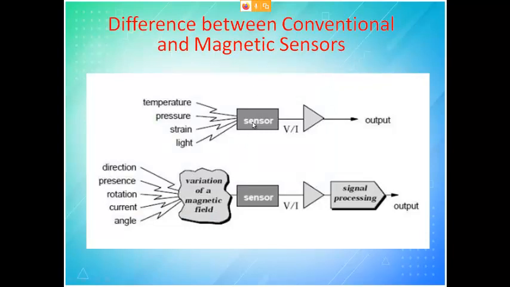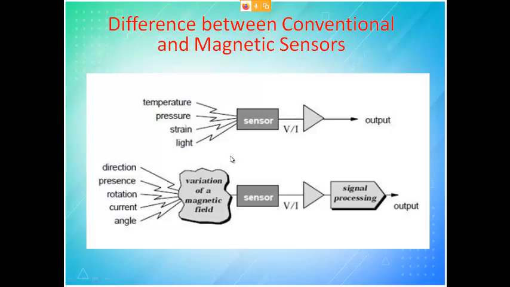In normal sensors, the output of the sensor itself will be directly given to a gain block, or amplifier block, so you can directly amplify it and get your output voltage. When you use a gauge sensor, you give temperature, pressure, strain or light, whatever you give, and it generates a voltage or current that is directly given to an amplifier and used.